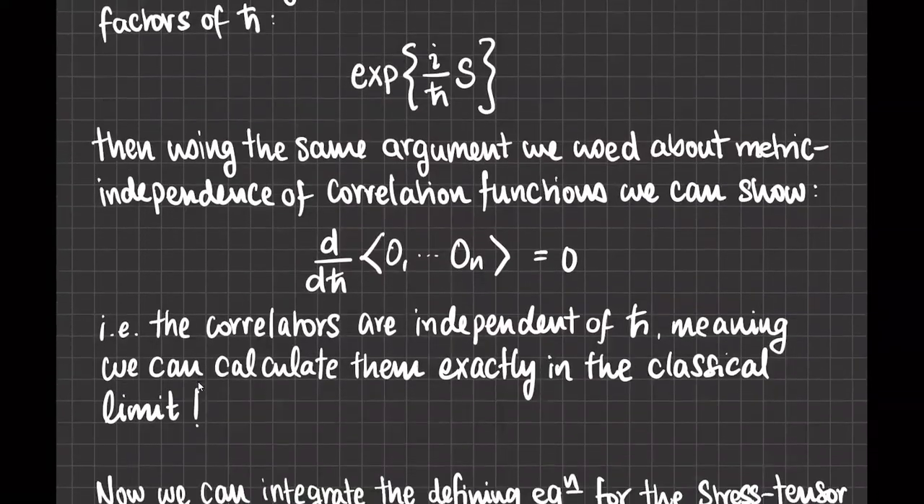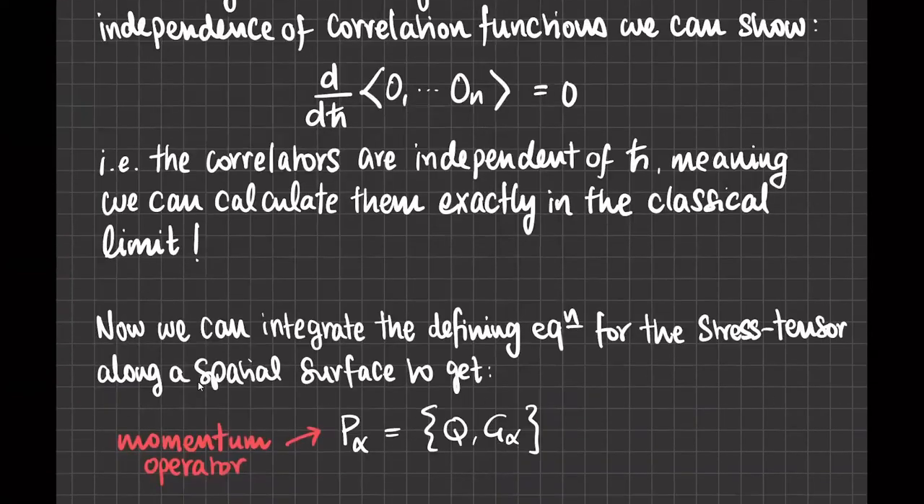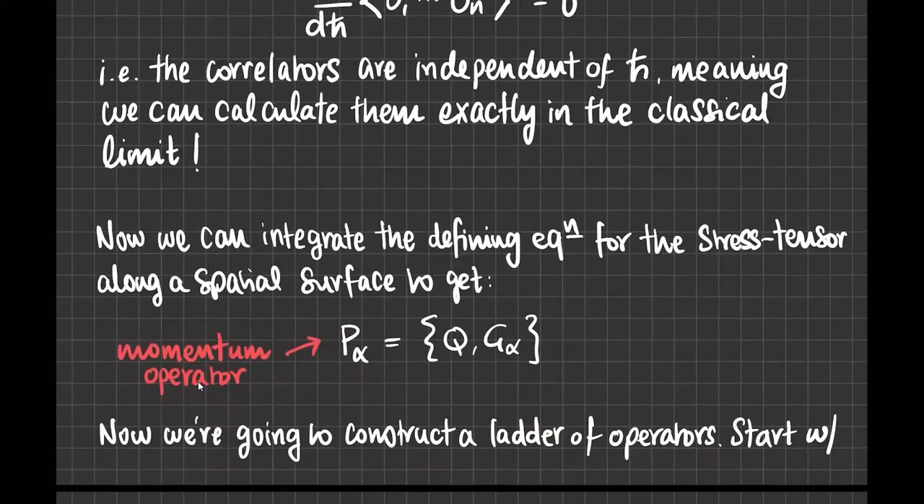Okay, cool. So this is an important point, right? The fact that the correlators are independent of H bar, independent of quantum corrections, means we can compute them exactly in the classical limit. In fact, we can evaluate them exactly for any value of H bar. We'll see how that might be useful. Now, this bit goes by the name of topological descent.